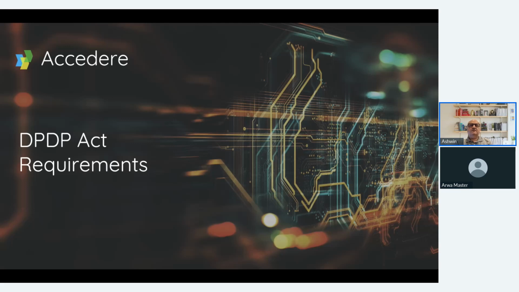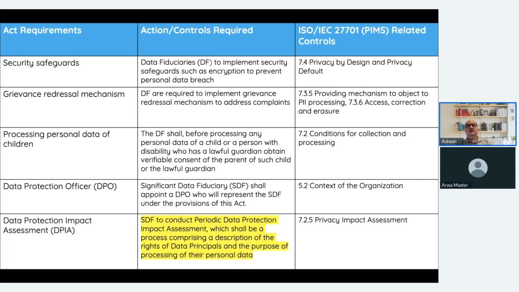Now let's see what the DPDP Act says in terms of safeguards and implementation of controls, and how ISO 27701 is relevant to that. The Act says that we need to implement security safeguards, such as encryption, and controls to anonymize or de-anonymize data. Just to give you more clarity, the impact of a data breach can be reduced if the data is anonymized.